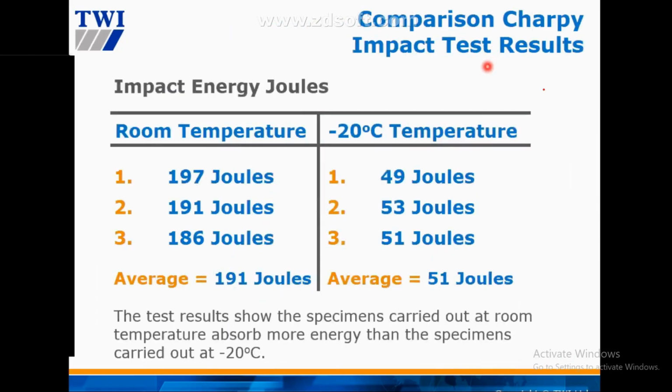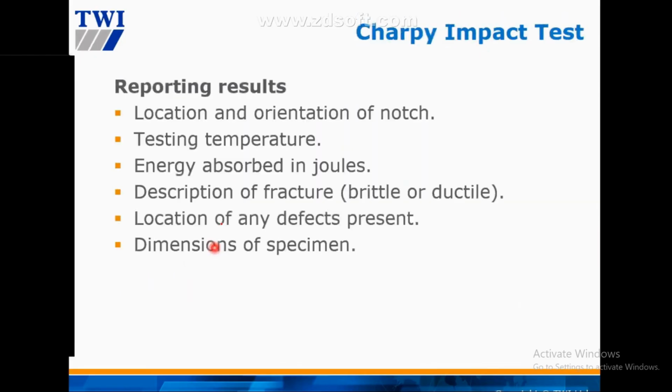All right, this is the test result. We can see that at lower temperature, you always got lower energy. At room temperature or high temperature, we always got higher energy, which is more ductile. All right, don't worry about this reporting of results and things. Everything we refer back to the spec, okay?